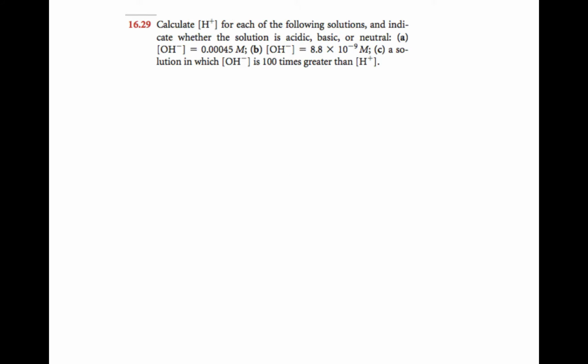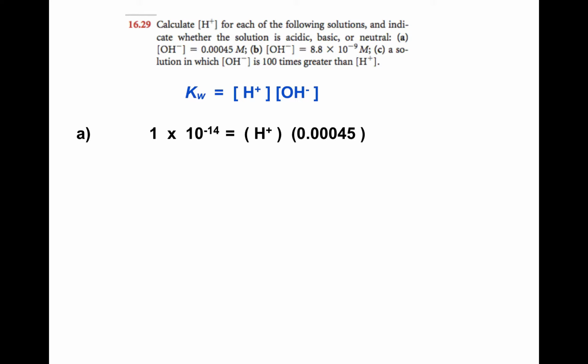Calculate the H plus concentration for each of the following solutions and indicate whether the solution is acidic, basic, or neutral. A, you've got an OH concentration of 0.0045 molar. The way we figure out what the H plus concentration is, we use the Kw expression. Kw is equal to 10 to the minus 14, so it's a constant. As the concentration of hydroxide goes up, the H plus concentration has to go down to stay equal to this constant.